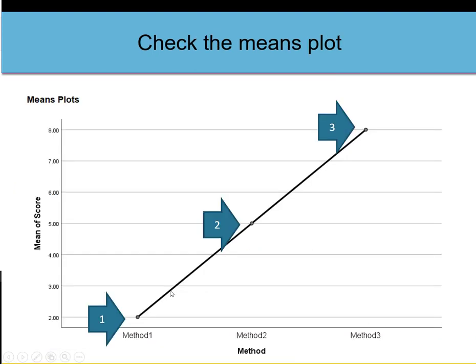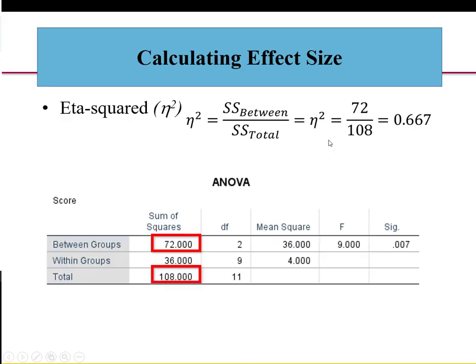When we look at the means plot, here we are. We've got method 1 and 2, and those are pretty close. And we've got method 2 and 3, and those are almost exactly close. But 1 and 3 are pretty far apart, and that's where we saw the significance.